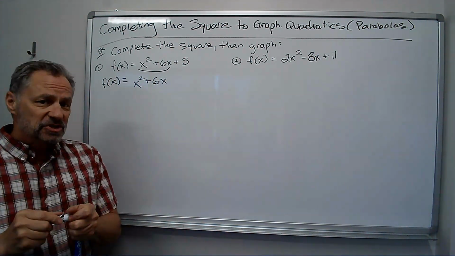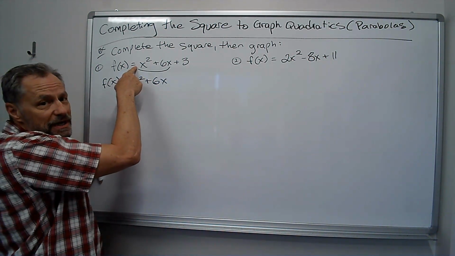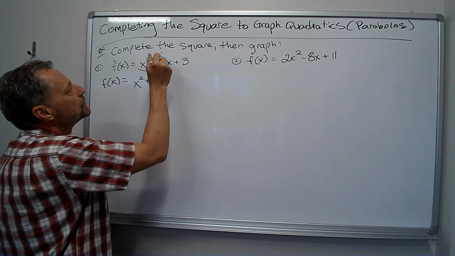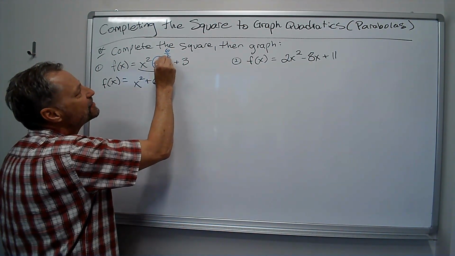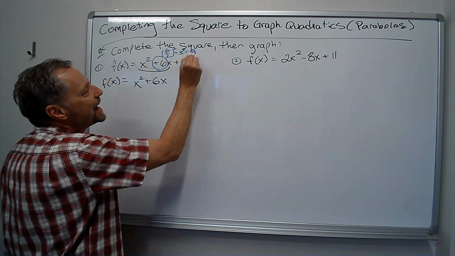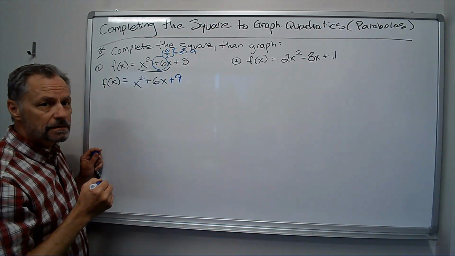Remember, to complete the square, let's go back to what we learned previously. If this is just a 1x squared, I take half of this and square it. So I'm going to go 6. I take half of that and I square it. Well, that's 3 squared, which is 9. I have to add a 9 here to make that a perfect square.